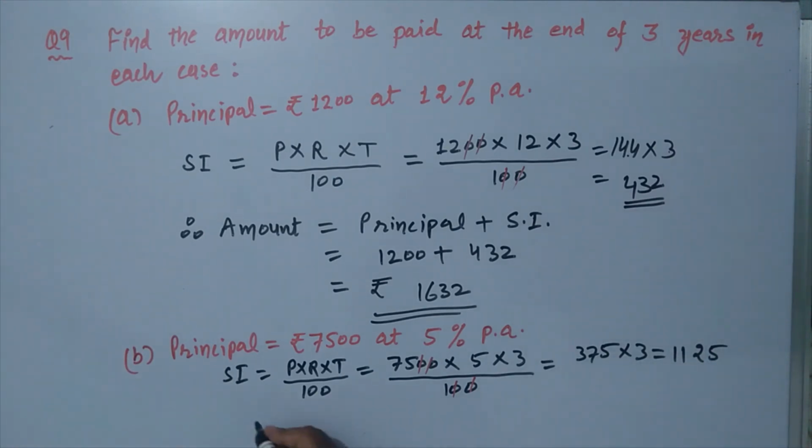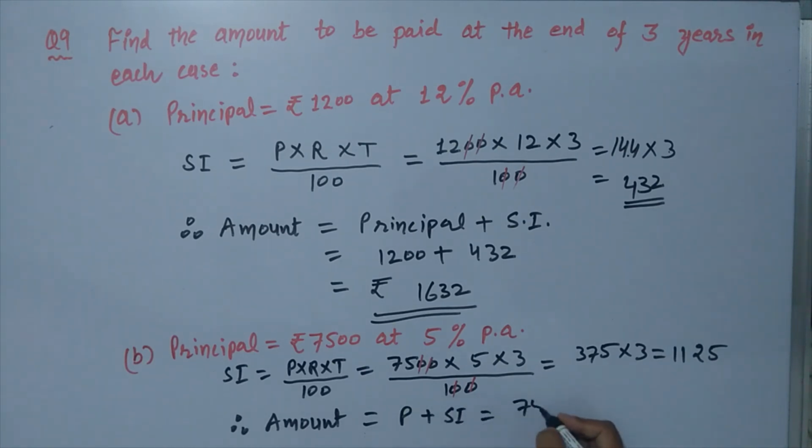1125. Therefore amount is principal plus simple interest. The principal amount is 7500 plus 1125. The answer is 5 plus 5, 7 plus 1, 8, rupees 8625.